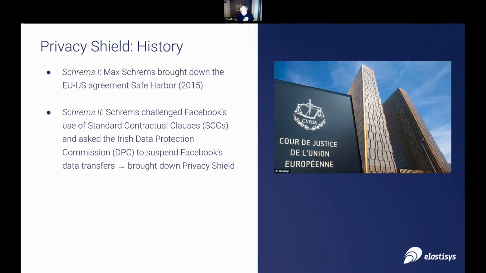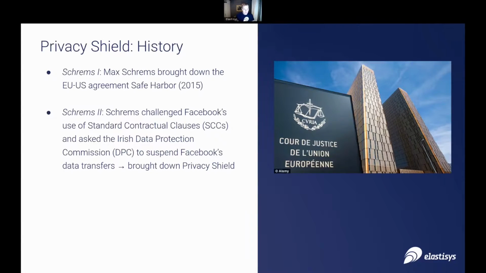Max Schrems, who is an Austrian privacy activist, was onto this already back in 2015 when he filed the original Schrems 1 complaint. There was something similar in place back then, a data transfer mechanism called Safe Harbor. Max didn't like that, so he brought it to court, and they had to tear it down. Soon after that, they put in place Privacy Shield, which was pretty much Safe Harbor all over again, but with a few twists and turns.